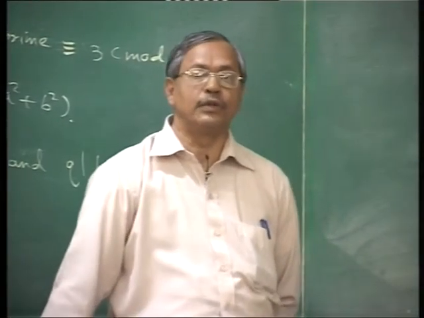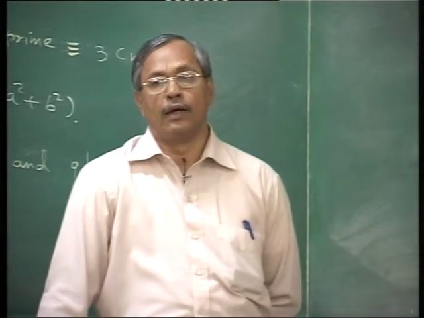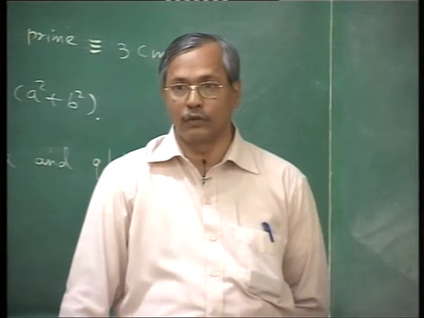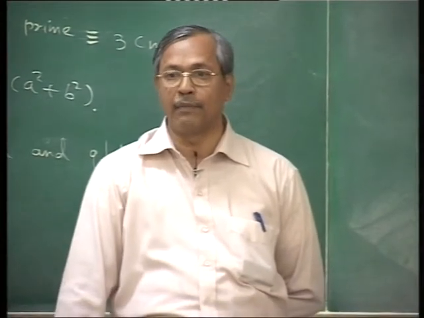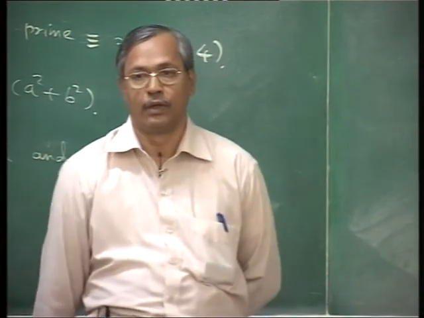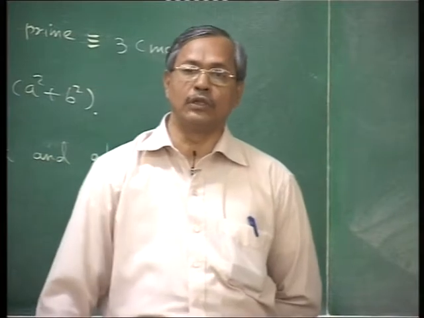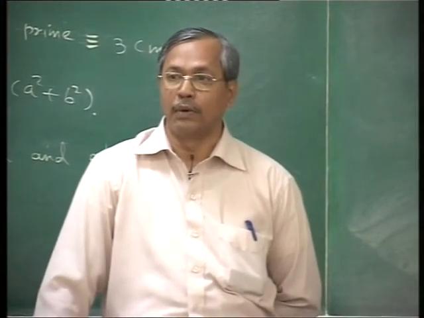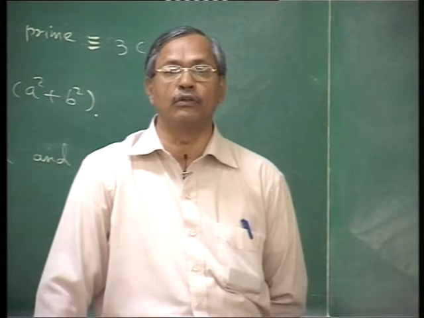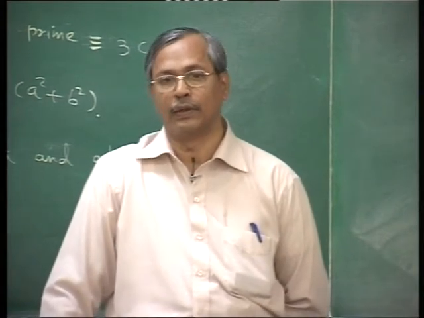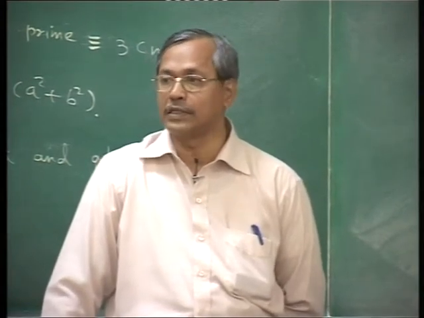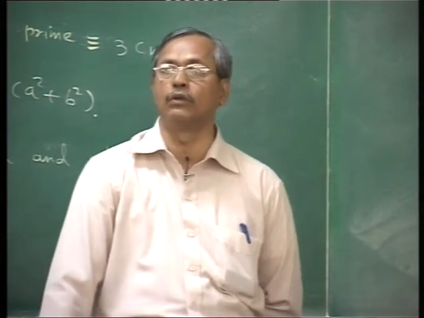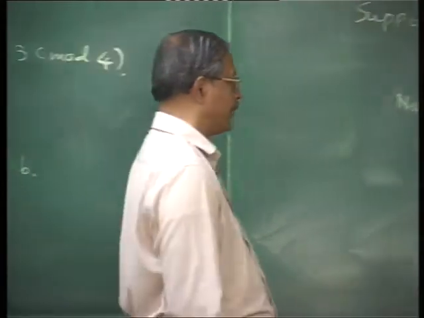Now we shall use one result: the congruence x square congruent to minus 1 mod p, where p is a prime, suppose. When does it have a solution? It has a solution when p is equal to 2 or p is 1 mod 4, but it does not have a solution if p is congruent to 3 mod 4. That is what we shall be using.